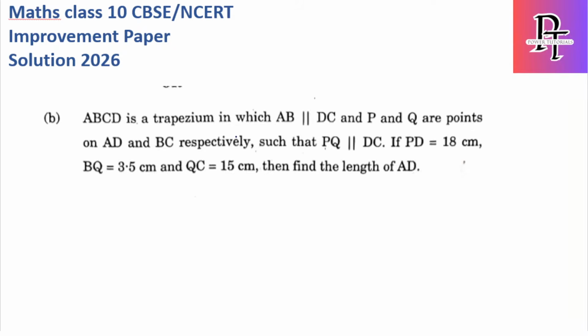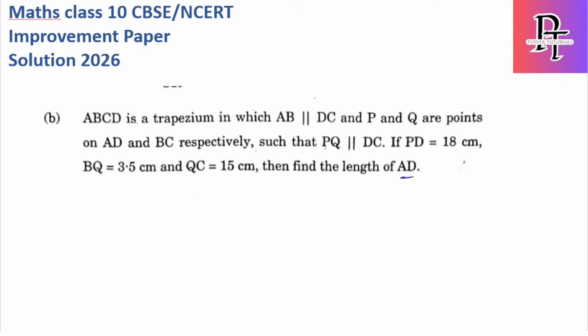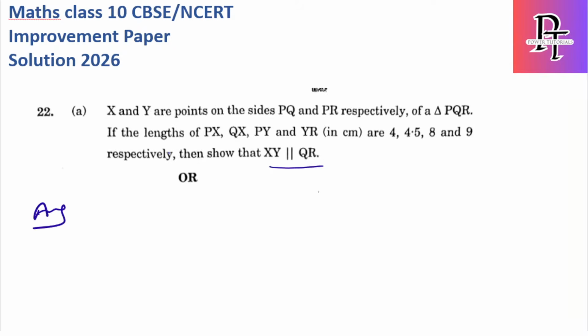In a trapezium, AB is parallel to DC, and P and Q are points on AD and BC respectively. PQ is parallel to DC, PD is 18, BQ is 3.5, QC is 15. They're asking the length of AD. So this is also the same. I can say both are almost at the same level, whereas one is a proof and the other is the value they're asking. So I will choose part A if I were you, because A is direct. I simply have to use BPT and get the answer.